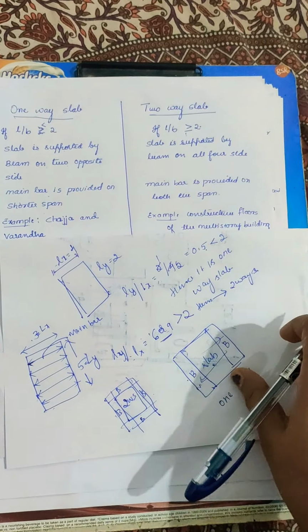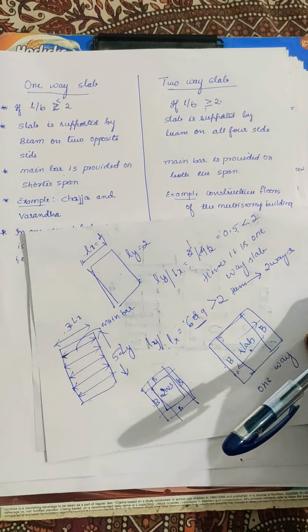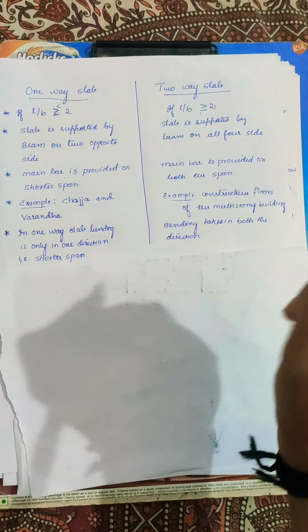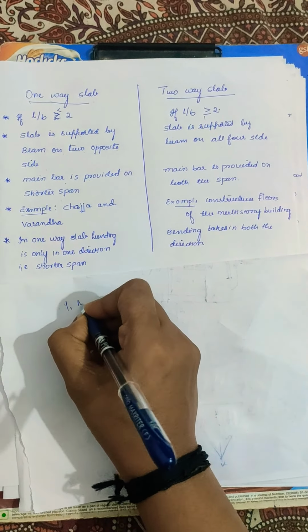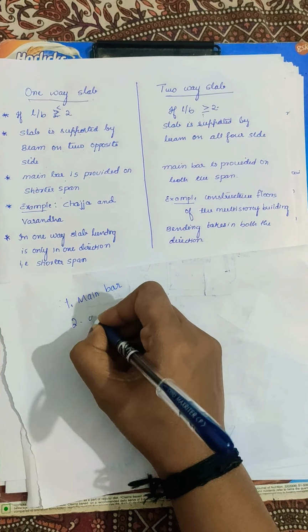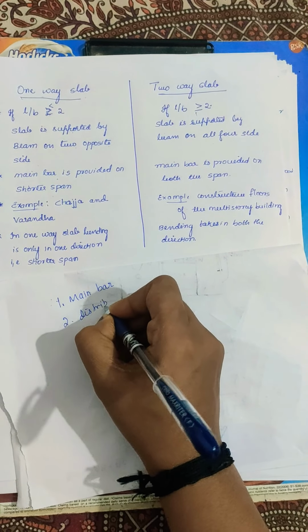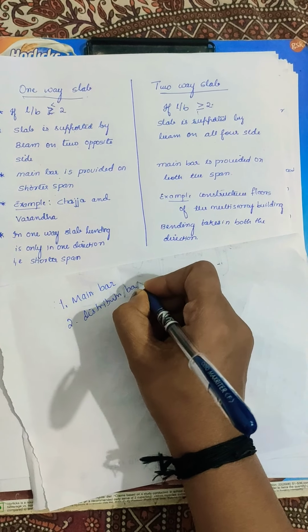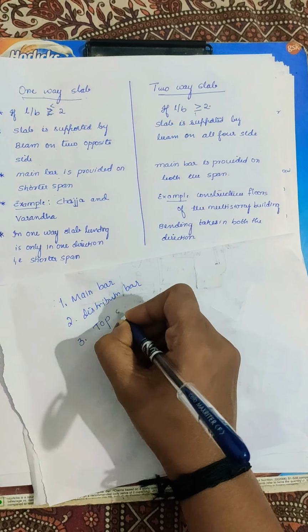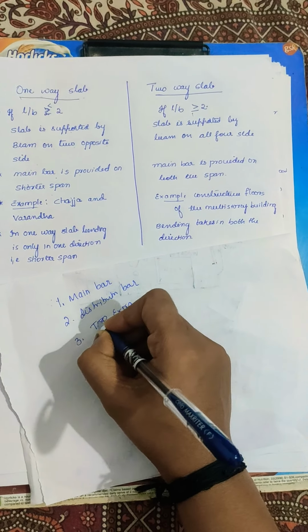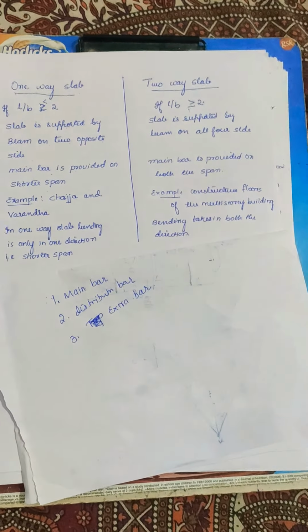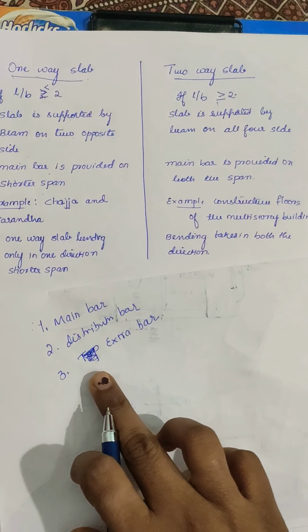Okay. See, there are three types of bar that you should remember. In case of a slab, there are three types of bar. One is the main bar. The second one is the distribution bar. Third one is the top bar, the top extra bar. So you need not say top and bottom, it is the extra bar. Okay. So there are three types of bar.